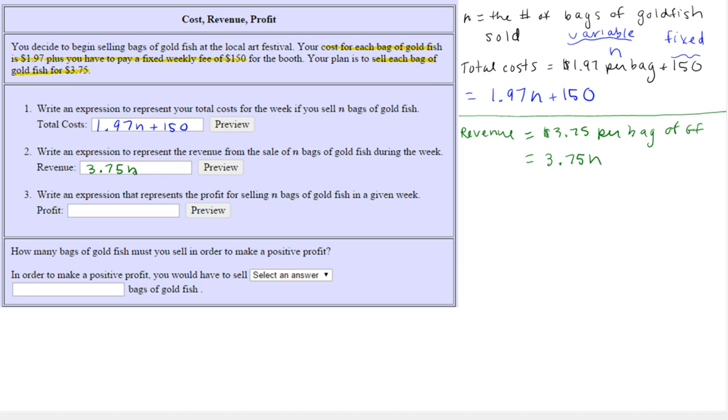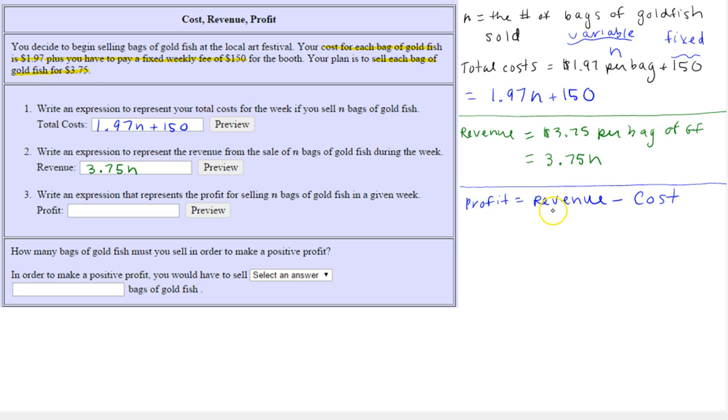Now the next one is profit. So now remember that profit is equal to revenue minus cost. Okay, so for example, to use simple numbers, if you took in $200 and it cost you $50 in fish and renting the booth, even though that's impossible, then your profit would be 200 minus 50. Okay, so it's all the money you take in by selling the goldfish minus what you have to pay, because we all know goldfish aren't free.